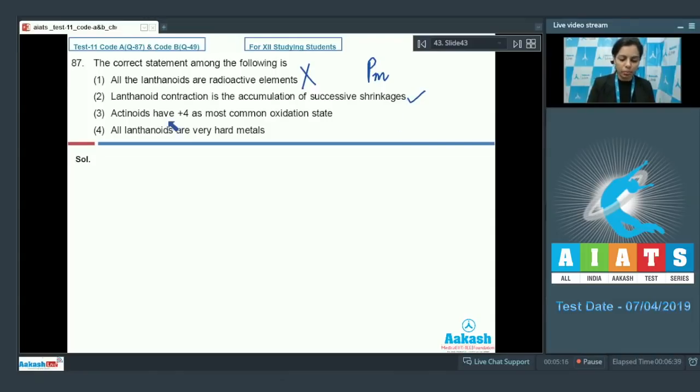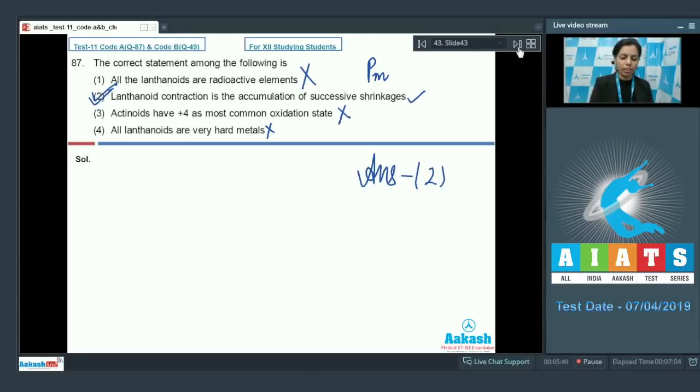Further, third statement: actinoids have +4 as most common oxidation state. This is wrong, because in case of actinoids, +3 is the most common oxidation state. And after that, all lanthanoids are very hard metals. No, lanthanoids are considered comparatively soft metals. So on that basis, option 2 is the correct answer for question number 87.